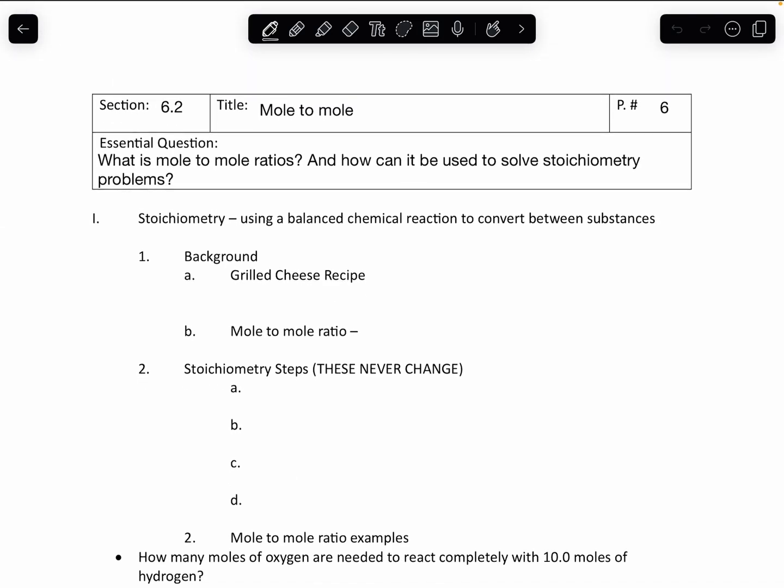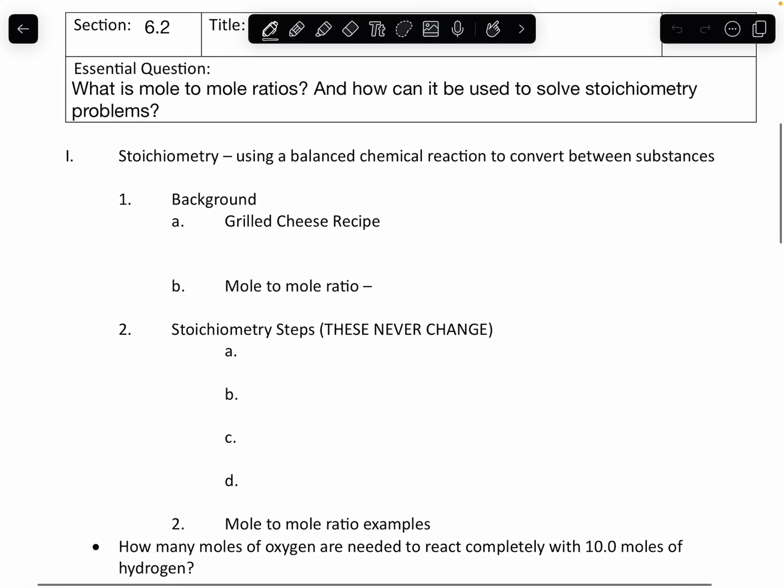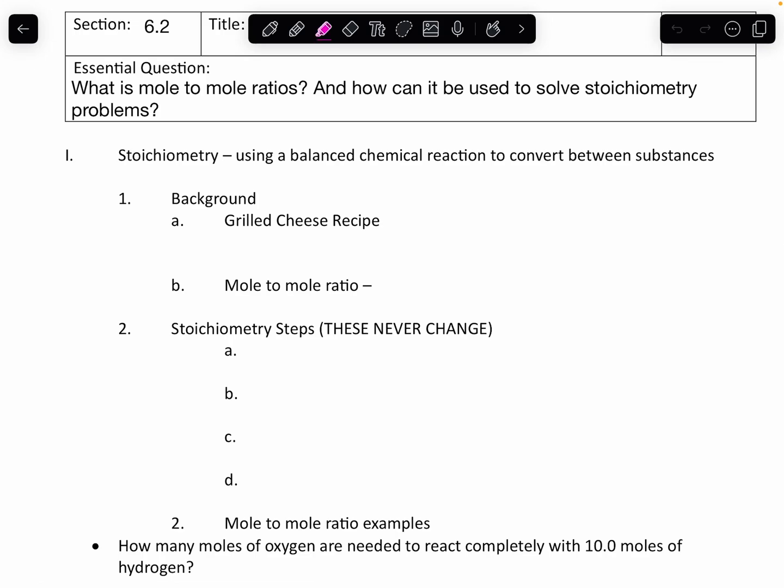So jumping right in here, I went ahead and gave you the definition of what stoichiometry was, because this is what we're going to be using this whole unit. Stoichiometry is using a balanced chemical equation to convert between substances.